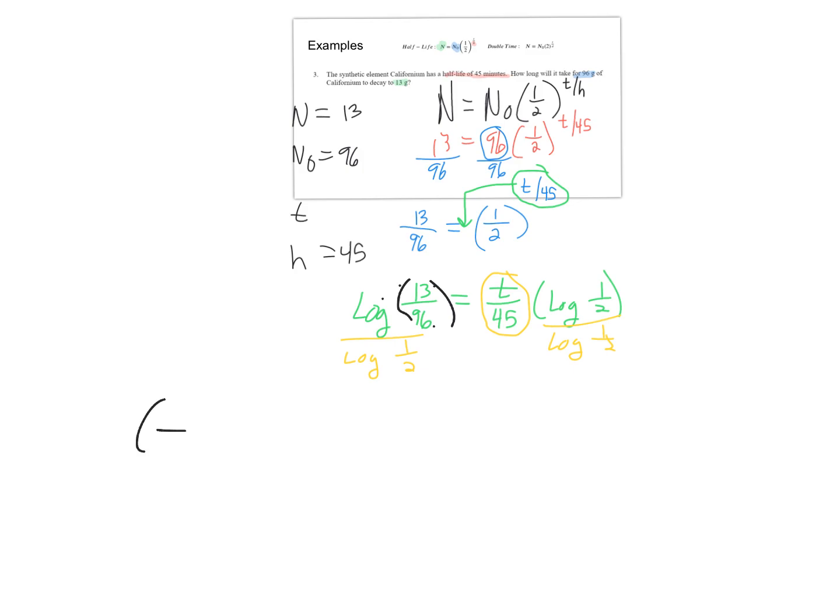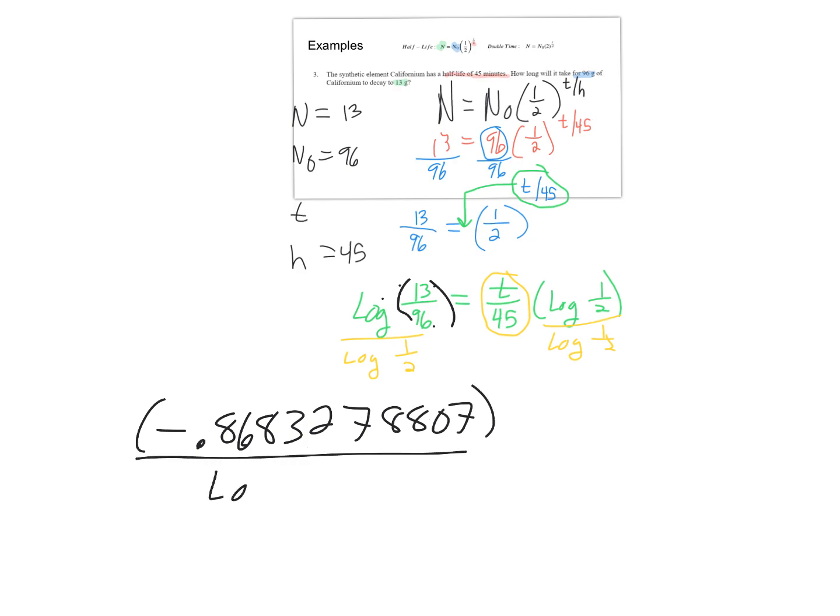You get negative 0.86832788807. This is still divided by log of 1/2. We'll get to that in a minute. Is equal to t over 45. Now, like I stressed, if you did not get this, you typed it into your calculator wrong, you probably have to reverse it or do it the normal way. Again, this is where knowing your calculator is going to be crucial.